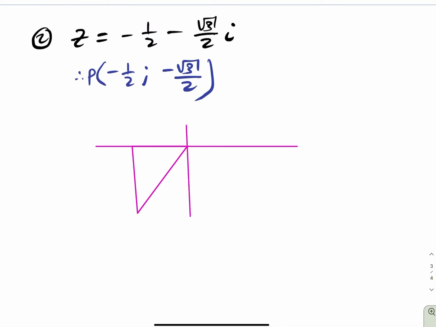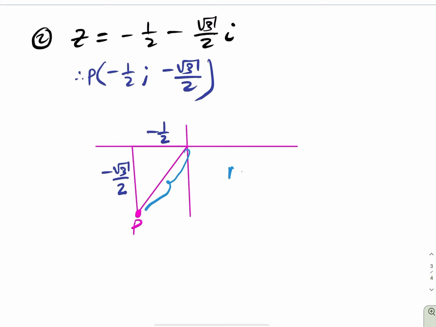Well, the point P, we're talking about this one there. So you will see that the x, the adjacent length, is going to be negative 1 over 2, and the opposite one is going to be negative root 3 over 2. You just need to find this particular length here. How do you find that? You're going to use your Pythagoras theorem.